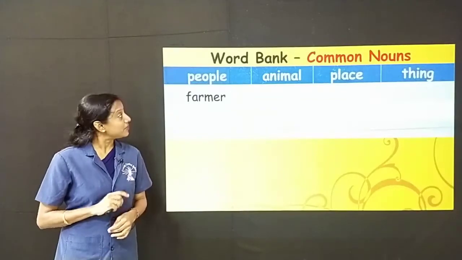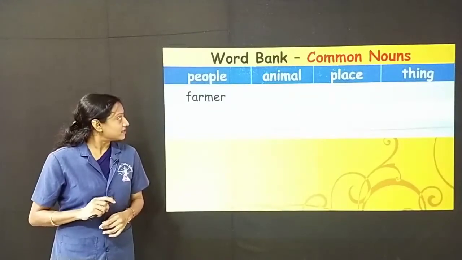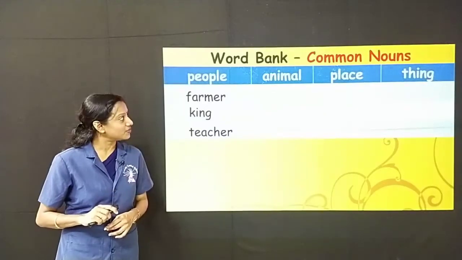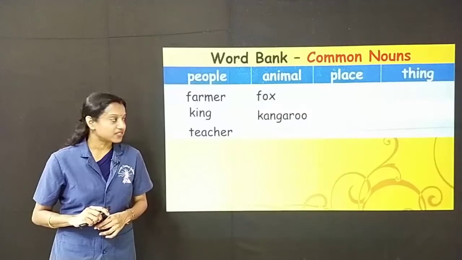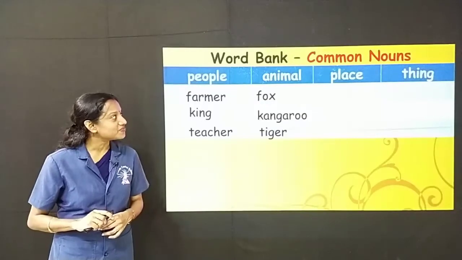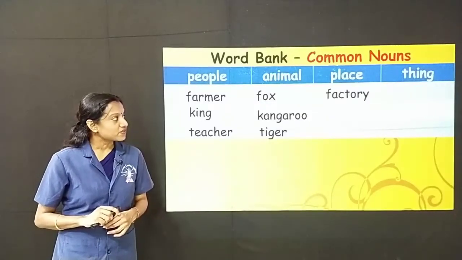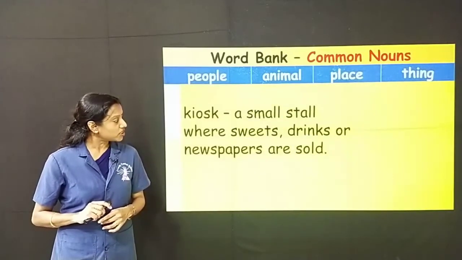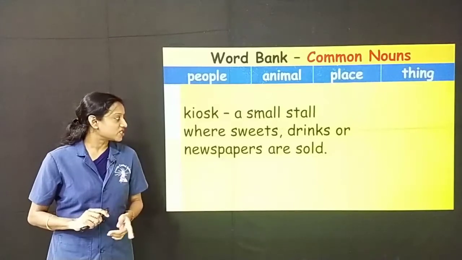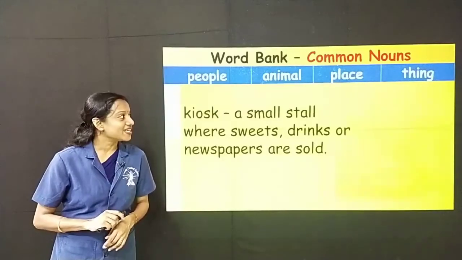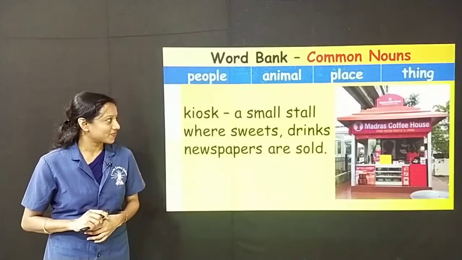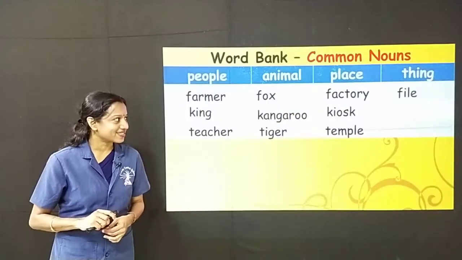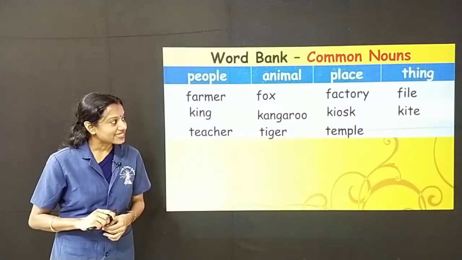Again here, farmer, people, they are the farmers, king and the teacher. They fall in this category. Animals: fox, kangaroo and tiger. Place will be factory, kiosk. Kiosk is a small stall where sweets, drinks or newspapers are sold. So that's a picture of the kiosk. And the temple, that's a place. File, kite and a truck.